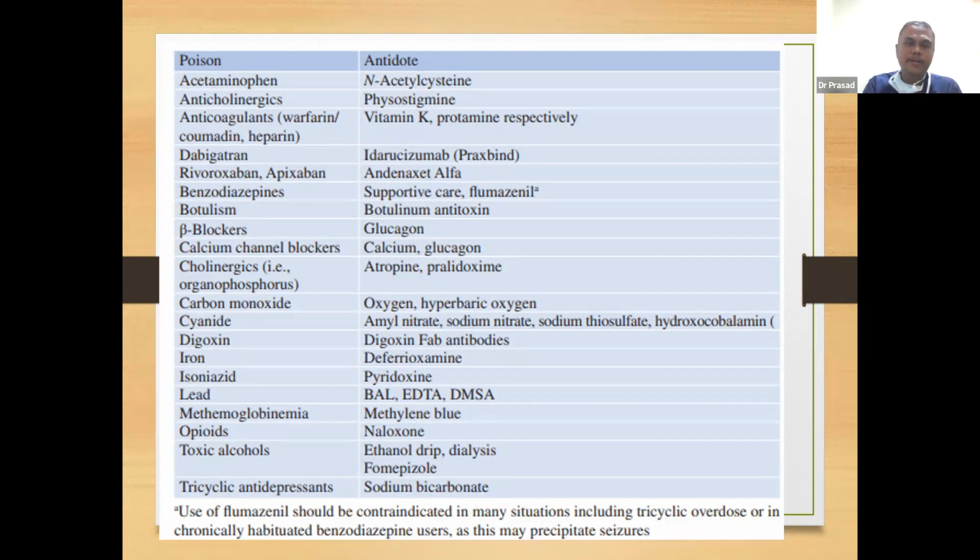In this, namely, I would like to mention acetaminophen. N-acetylcysteine can be used as an antidote, and another common one is beta blockers. You can use glucagon for treatment of beta blocker overdose. For calcium channel blockers, you can use calcium gluconate and glucagon. For opioid overdose, naloxone can be used, and for tricyclic antidepressant overdose, sodium bicarbonate can be used.